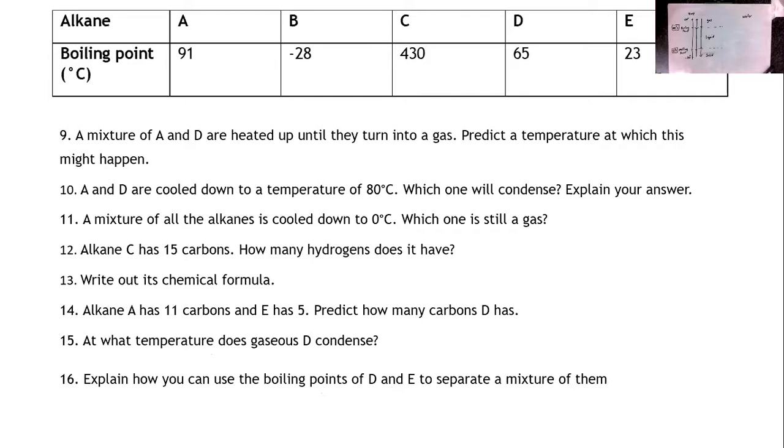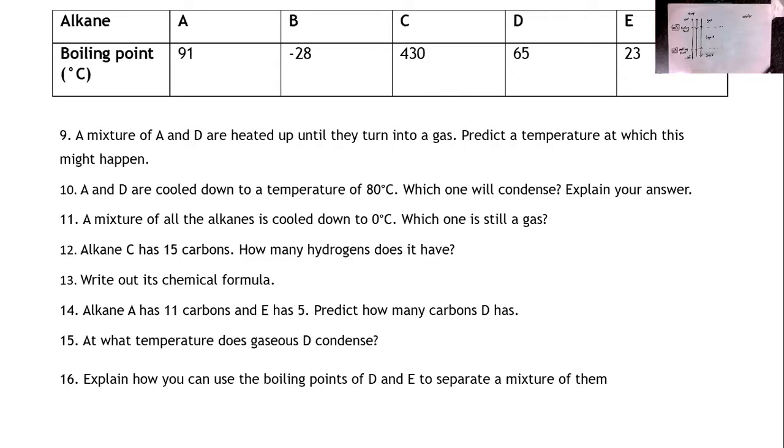So a mixture of A and D are heated up until they turn into a gas. Predict the temperature at which this might happen. Now, no, it's not a mixture of the two temperatures. It doesn't work like that. What happens is that when it reaches the first boiling point, which is 65, D will turn into a gas. Then at 91, A will turn into a gas.